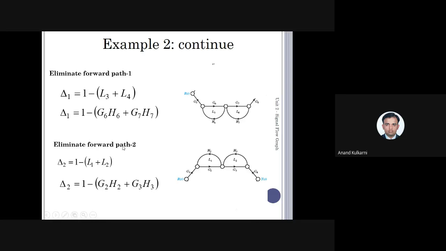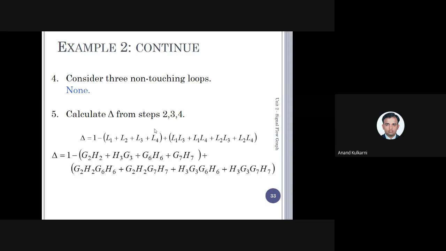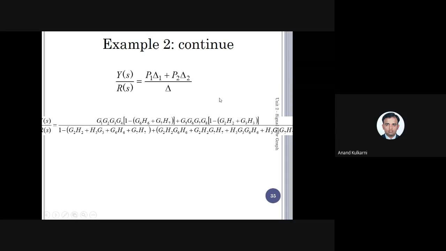Having understood this, what we'll have to do is P1 delta 1 plus P2 delta 2 divided by delta. This is very big. I tried to minimize it, but it is not fitting. Let's write it down. You have found out the delta value, you write it in the denominator. P1 value is there, you write delta 1, plus P2 value is there, you write delta 2. P1 delta 1 plus P2 delta 2 divided by delta. Is it clear?